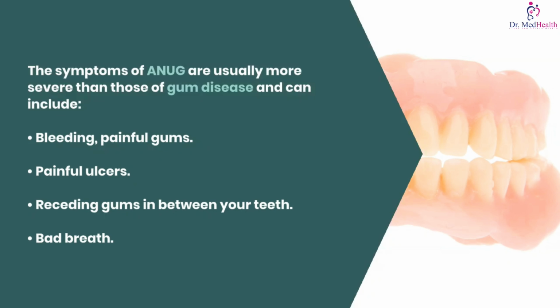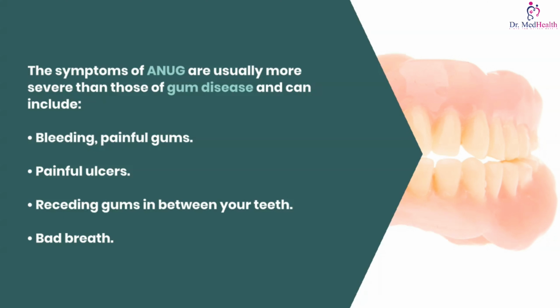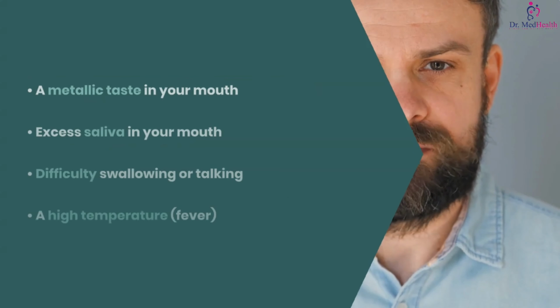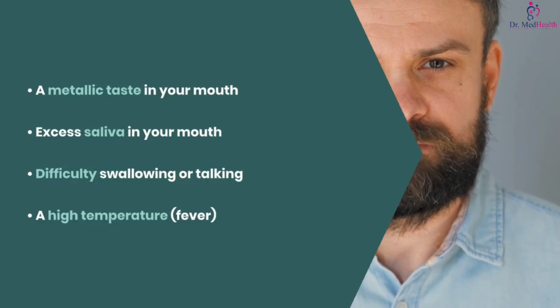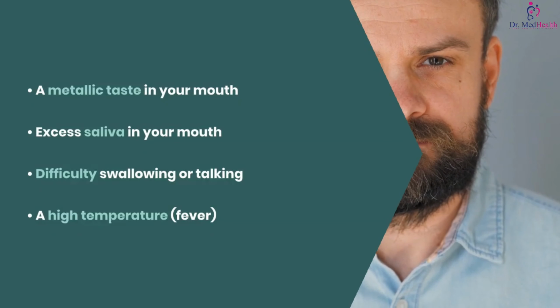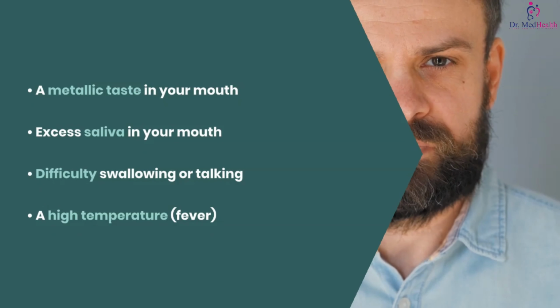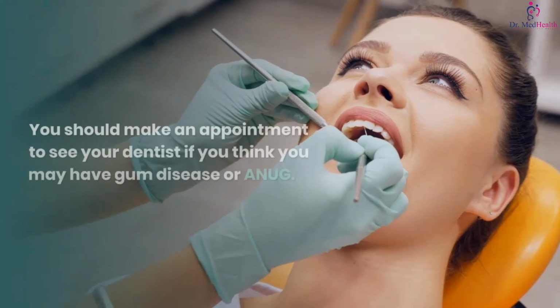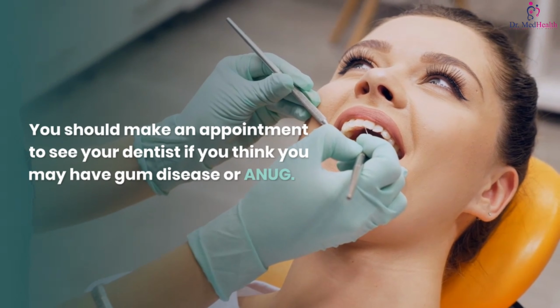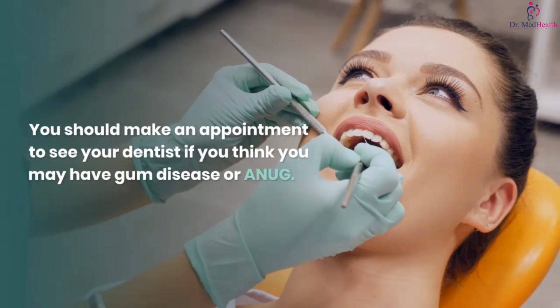The symptoms of ANUG are usually more severe than those of gum disease and can include bleeding, painful gums, painful ulcers, receding gums in between your teeth, bad breath, a metallic taste in your mouth, excess saliva in your mouth, difficulty swallowing or talking, and a high temperature, fever. When to see a dentist. You should make an appointment to see your dentist if you think you may have gum disease or ANUG.